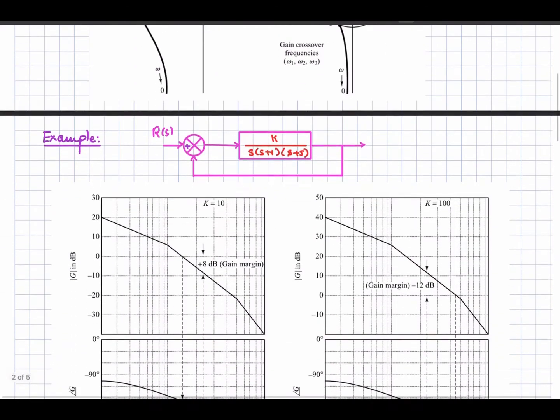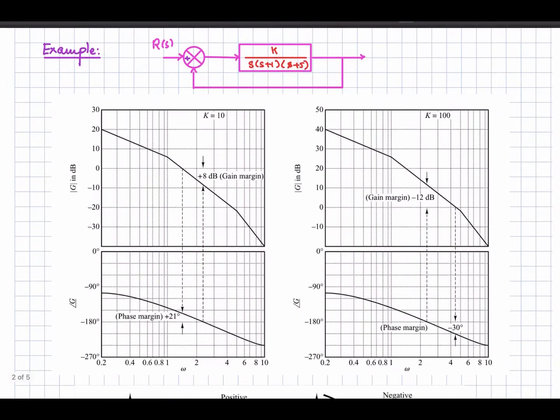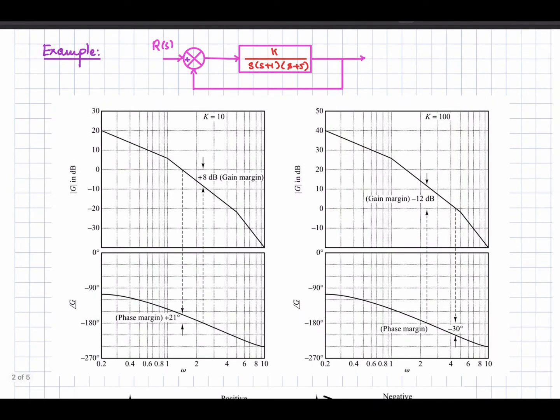Okay, now let's look at the example. This is taken from your textbook. So this is a closed loop system shown in front of you, that is k over s into s plus 1 into s plus 5. So here you can see the sketch of the Bode plot for this closed loop system for the different values of the gain.